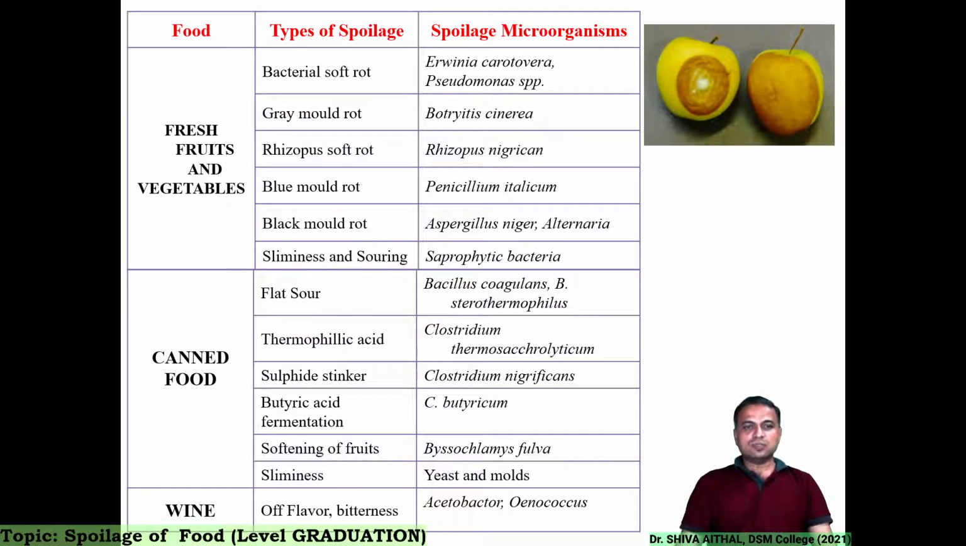Then there are vegetables, fruits, canned food and beverages like wine. Fresh fruits and vegetables may have, you can pause this slide, I will not go on reading all the slides, pause here for a second and you can just go on reading as I have just explained all the types. The same applies to fresh fruits and vegetables, canned food and wine. There can be an off flavor in the wine, there can be a sour flavor in the canned foods, or there can be a gaseous swelling of the foods. All the reasons are there and the causing organisms are mentioned here.